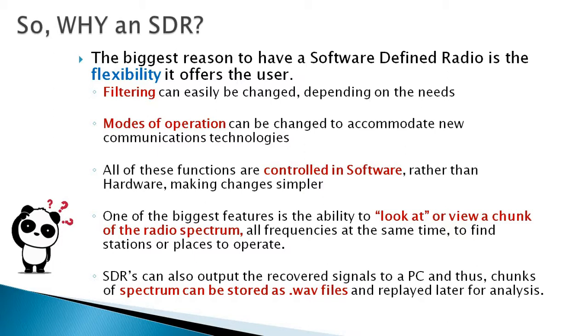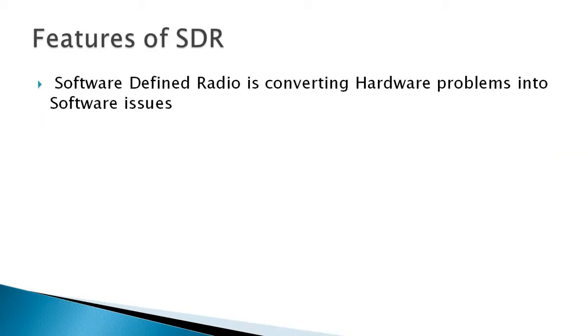Some of the biggest features are the ability to view a chunk of the radio spectrum, all the frequencies at the same time, to find stations or places to operate. SDRs can also output recovered signals to a PC, and chunks of the spectrum can be stored as .wav files and replayed later for analysis. Now, features of SDR: software defined radio is converting hardware problems into software issues.